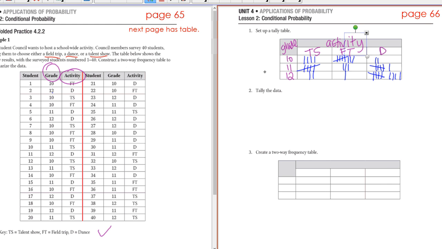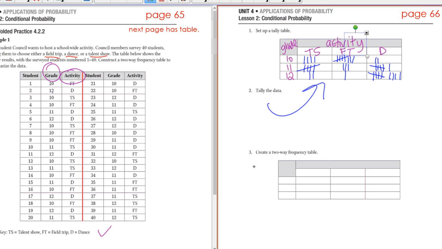So basically just going through, and it's a way to organize your data. I essentially just did that for you. You don't need to go through and do that one by one. So number 2 says tally the data. Okay, well, we just did number 2, right? Setting up the tally table is what's in purple. What's in blue is tallying the data.